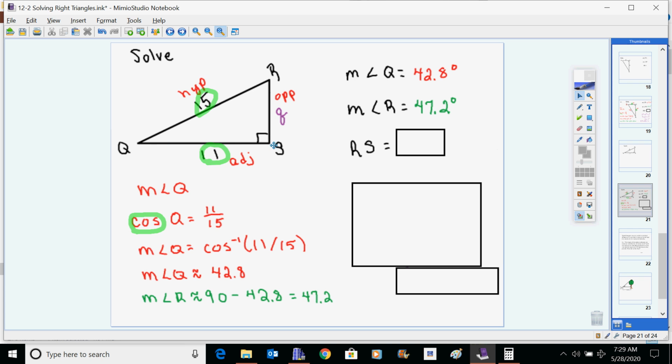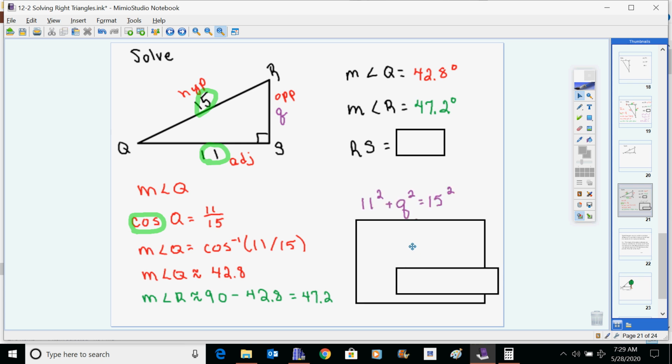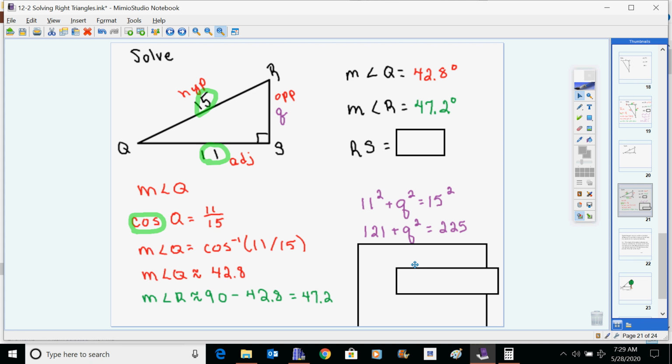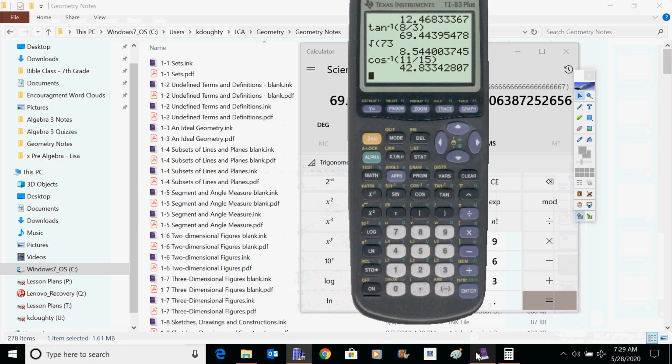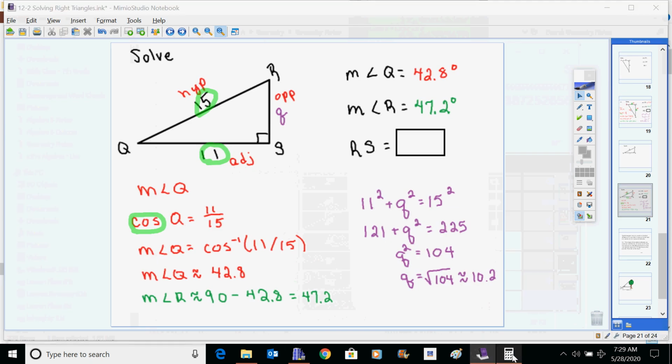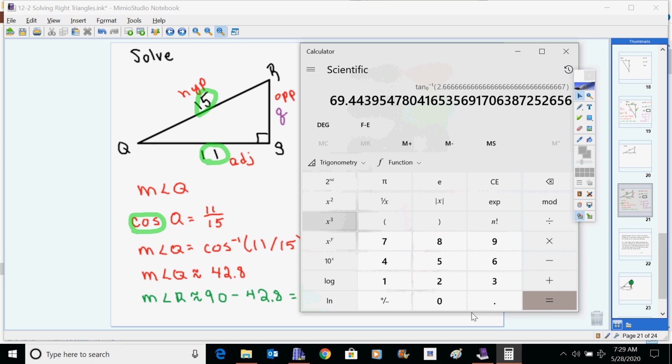RS, A squared plus B squared equals C squared. 11 squared plus Q squared equals 15 squared. Multiply it out, subtract 121 from both sides, and take the square root of Q squared, sorry, the square root of 104. Oops, like that. And I can do it this way if we need to.